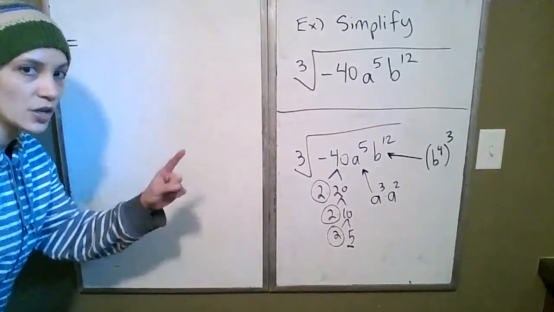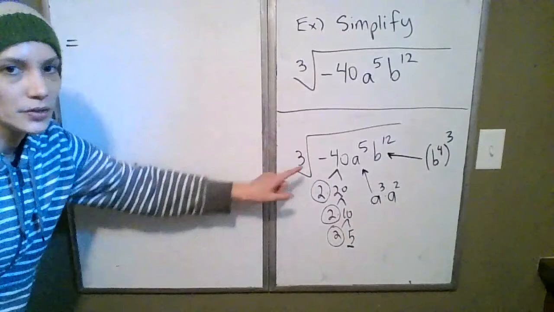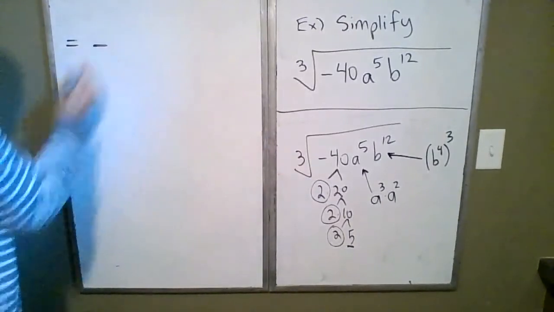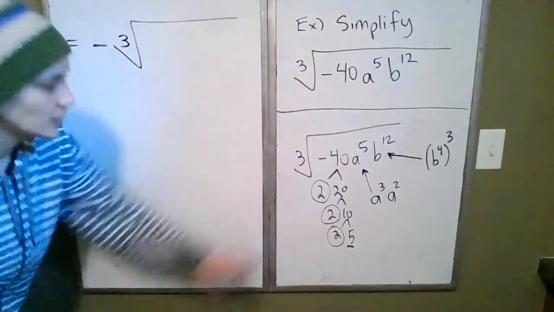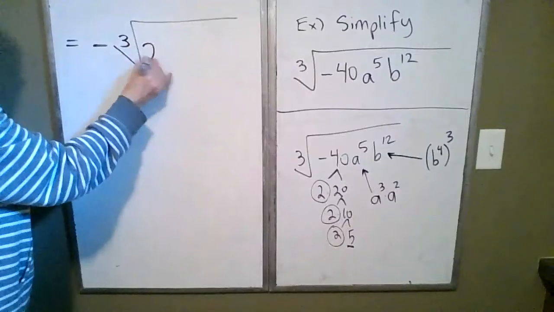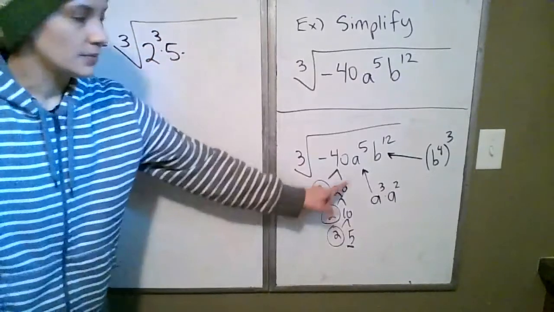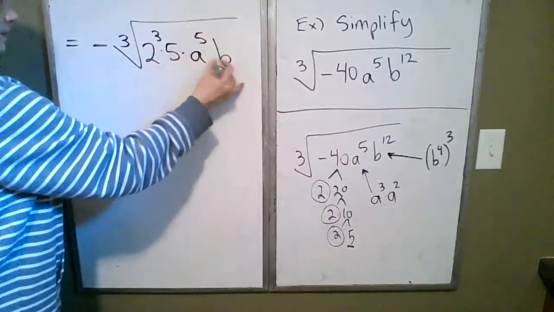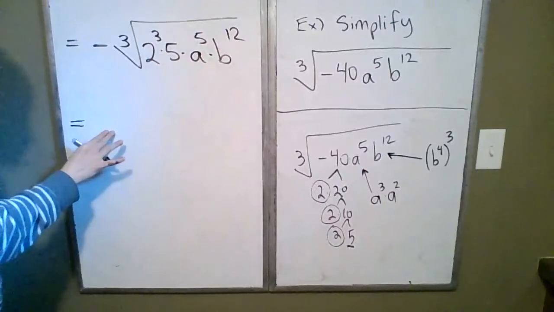And actually, when there's an odd root, you can bring a negative sign out from under the root. So with the cubed root, let's take this negative out first. The cubed root. 40 is 2 to the 3rd times 5. A to the 5th, b to the 12th. Okay, so we copy down the negative sign.